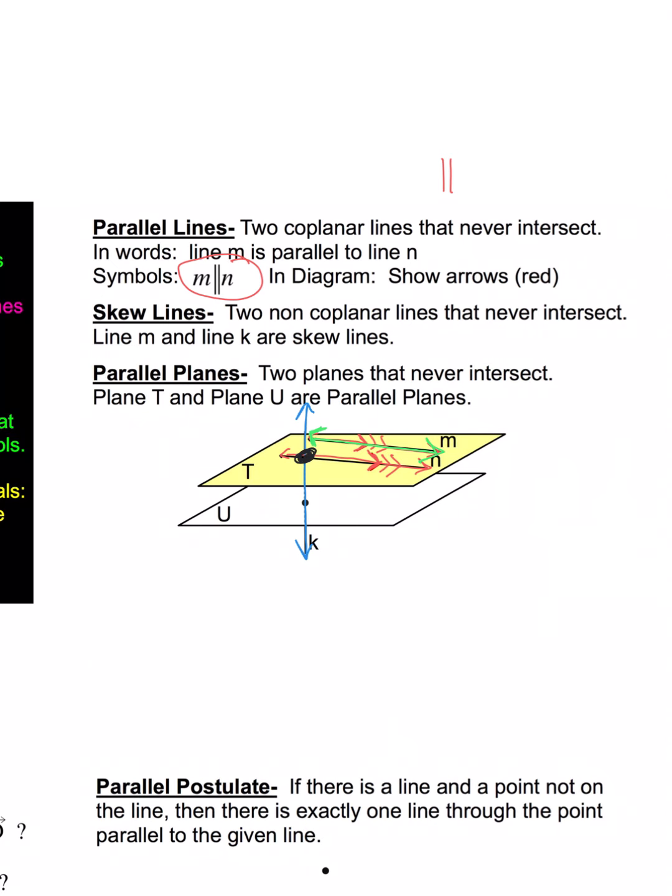And then parallel planes are two planes that never intersect. So we've got a plane here, plane T, that's yellow. And then I have this other plane below it, U. Think about the ceiling and the floor. The ceiling and the floor would never intersect. So those two planes are considered parallel.